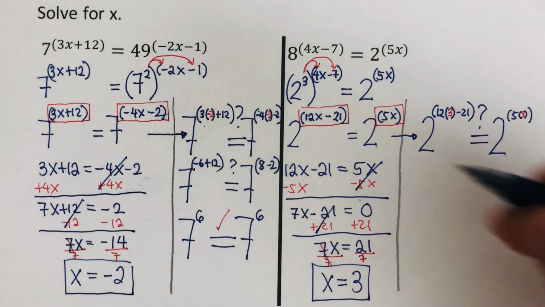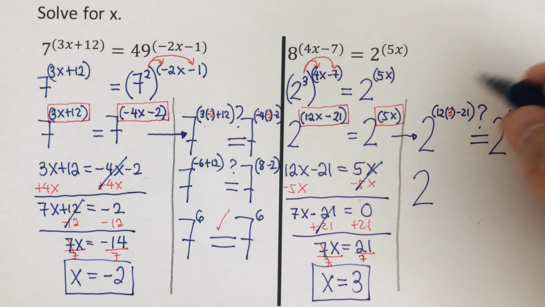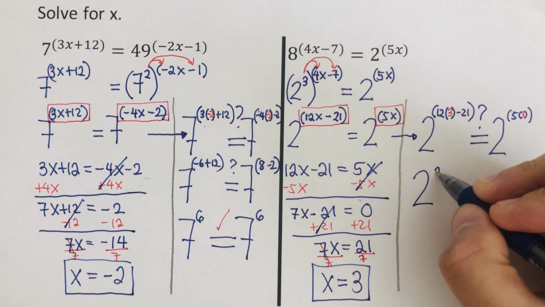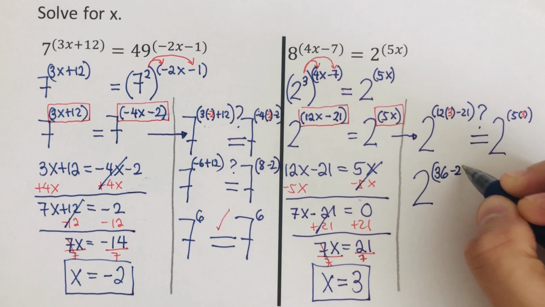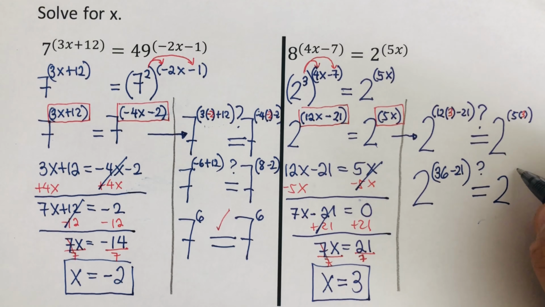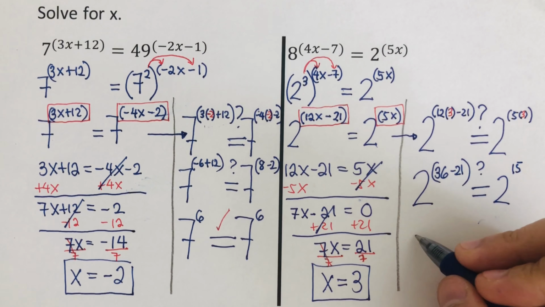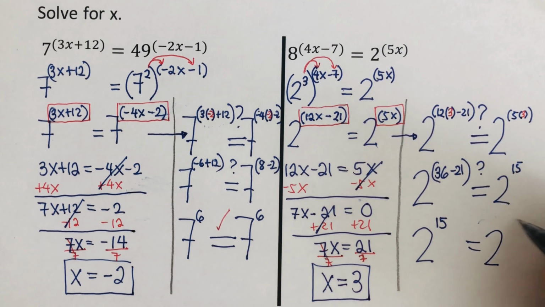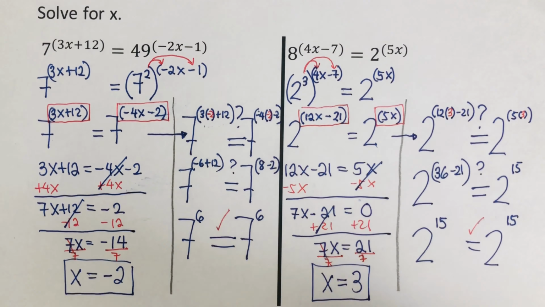So then if we simplify this, this would come out 2 to the exponent 12 times 3 is 36 minus 21. Is that equal to 2 to the power 15? So 36 minus 21 is 15, and that is equal to 2 to the power 15, which means that our x value is correct since both sides of the equation here are equal to each other. Did you get the same answer as this?